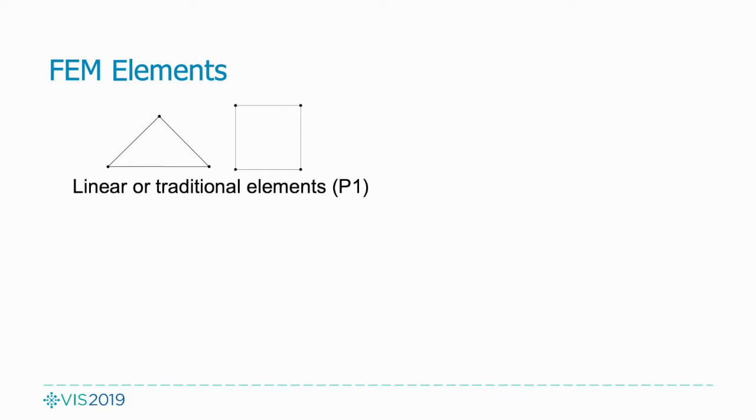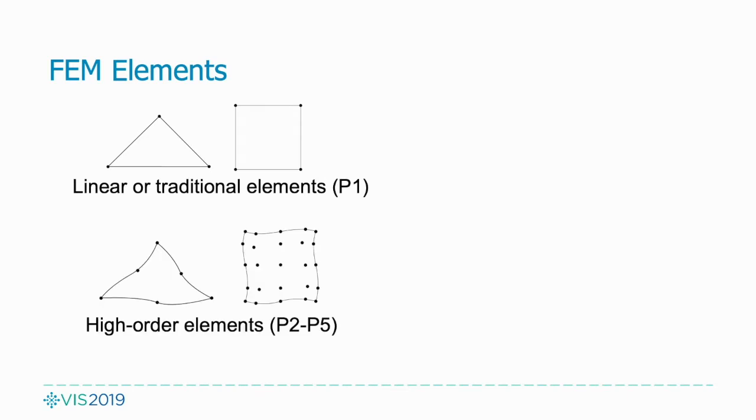In traditional linear finite element methods, the elements have straight edges and the simulation data is stored at the vertices and can be linearly interpolated anywhere in the element. In the case of higher order elements, the elements can have curved edges. Here we show one type of higher order elements where the data is stored at the nodal points, where P number represents the polynomial order.